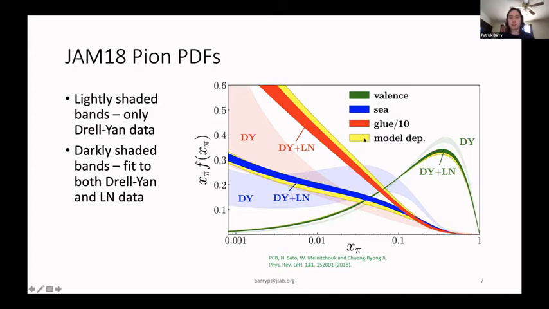Additionally, there's this yellow model dependence, which is model dependence for the proton splitting into the pi plus and the neutron. And we find that in the case of these data from HERA, that model dependence is quite small.